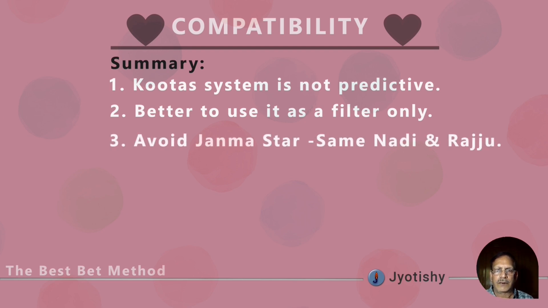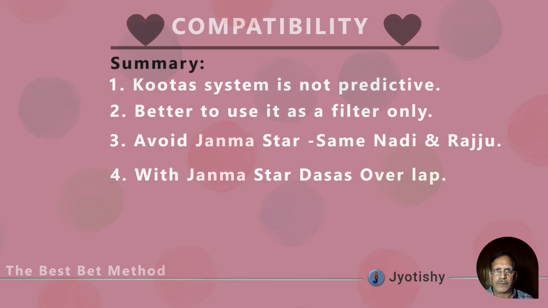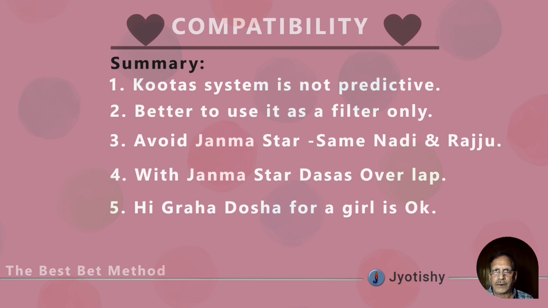Try to avoid Janmatara, that's what my experience is, or these 22 pairs I've studied indicated, because most of the times you will end up with same Nadi and same Raju, which is going to be a problem. Another problem with Janmatara or Janma Nakshatra is Dasa overlap is bound to occur. Then one observation I made with these 22 pairs is that high Graha dosha is not a problem for a girl. I think this is a significant conclusion from this study.